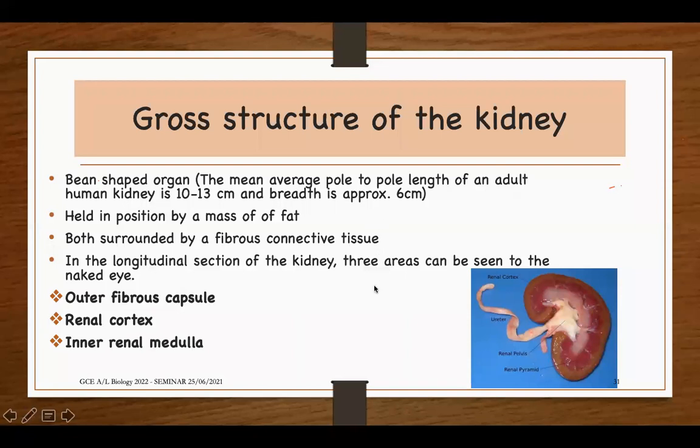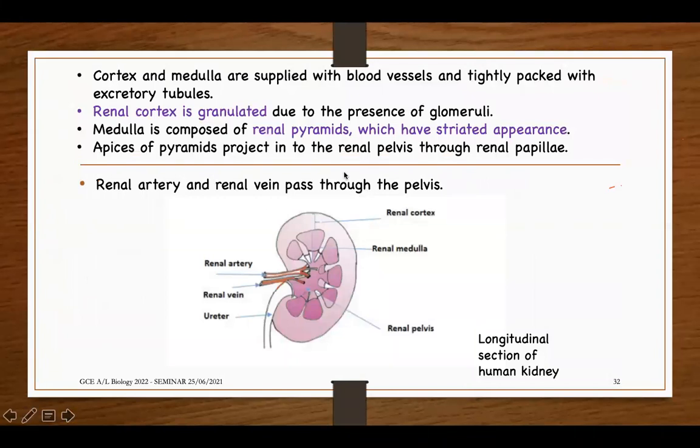In the longitudinal section of the kidney, you can see three areas with your naked eye: the outer fibrous capsule, renal cortex, and the inner renal medulla. In the next slide, I have given you the parts of the kidney, and in the tute as well, I have given you the parts to label. So you can label looking at that diagram. The renal cortex and the renal medulla are supplied with blood vessels and tightly packed with excretory tubules.